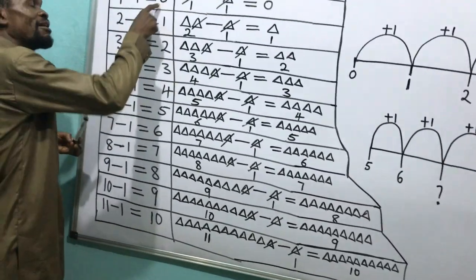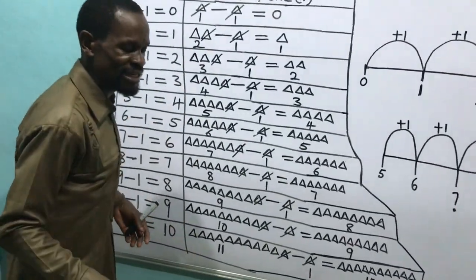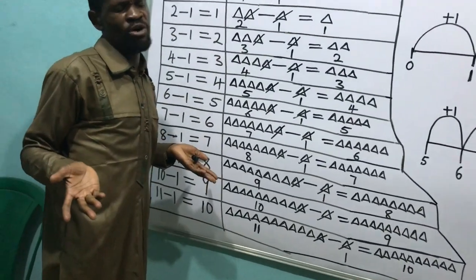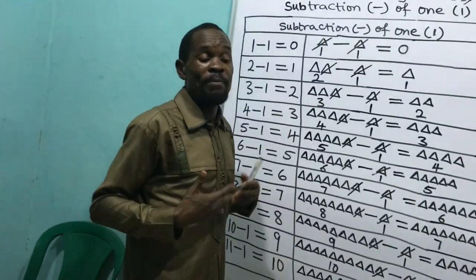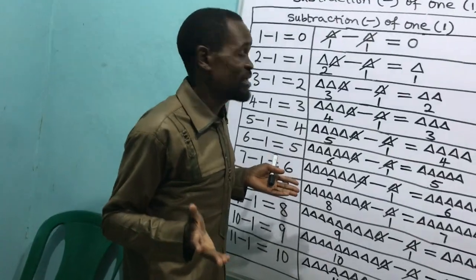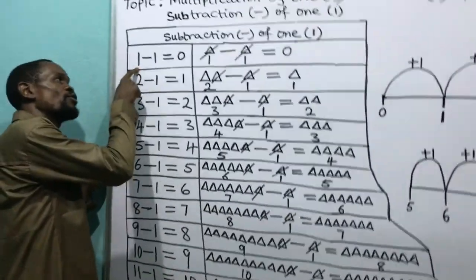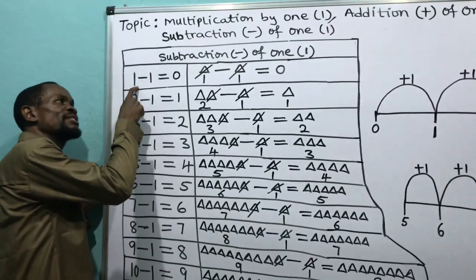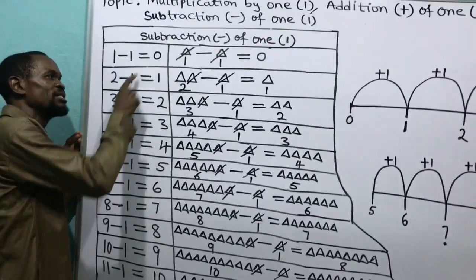So when you remove 1 from 1, we have 0. I have 1 biscuit which my father gave me, and somebody comes and takes the 1 biscuit I have, I have no more biscuit with me. That's what you mean. One biscuit minus one biscuit. When you remove one biscuit from one biscuit, it will give me zero biscuit. That means removing one from one will give me zero.